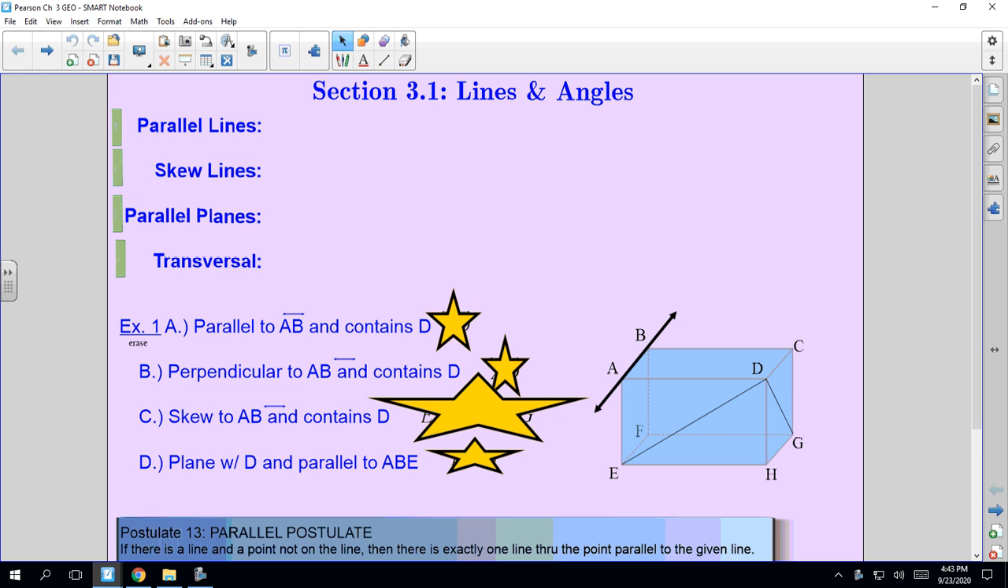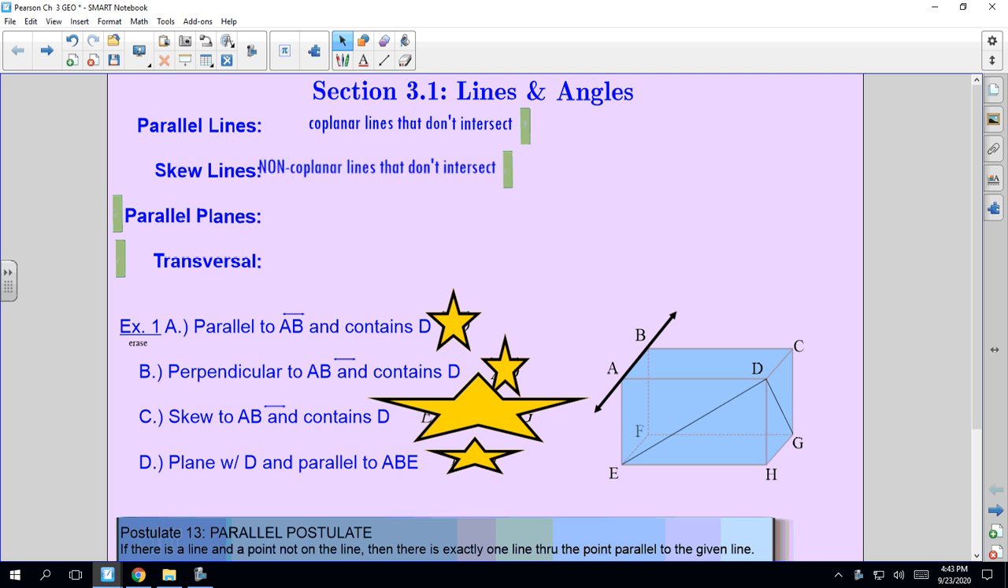Parallel lines are coplanar lines. That means they're in the same plane, like the board that you see right here, that don't intersect. So, two lines in the same plane that don't intersect are referred to as parallel lines. So on your paper, if you draw two lines that never intersect, they are on the plane of your paper, and they are considered parallel.